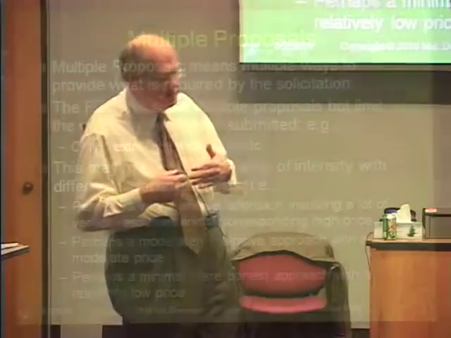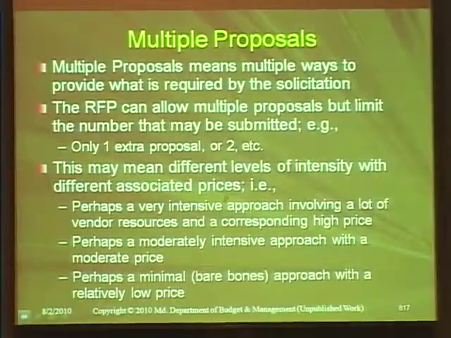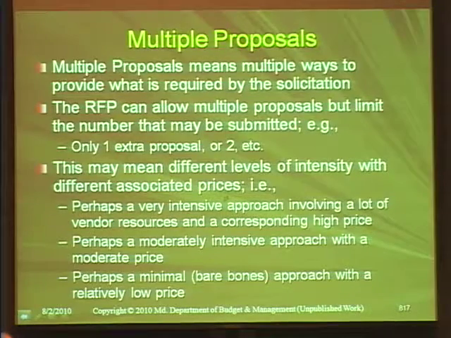I'm going to tell you the difference between multiple versus alternate, because they are not the same thing. Multiple means multiple ways to provide what is required by the solicitation. The RFP can allow multiple proposals but limit the number that may be submitted, such as an original or a primary and one multiple or two multiples. Or it may not give a limitation.